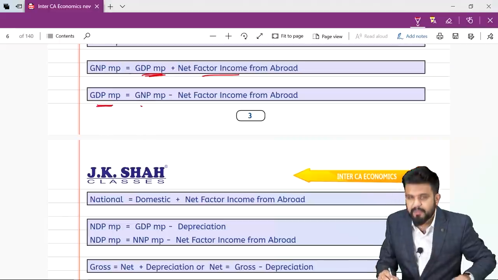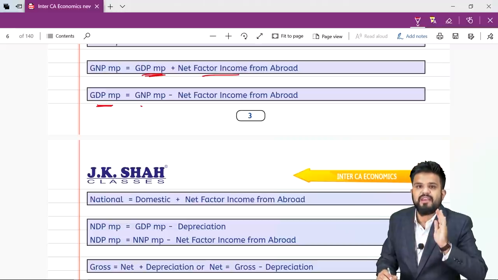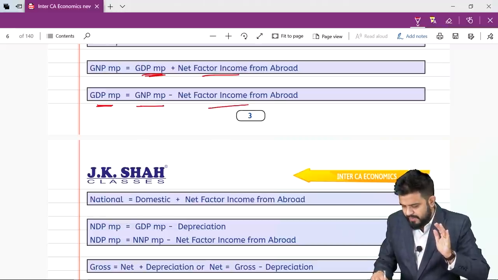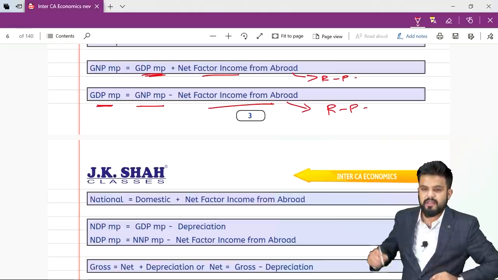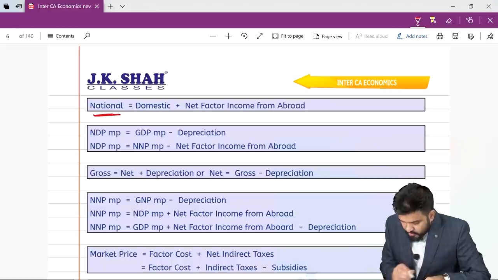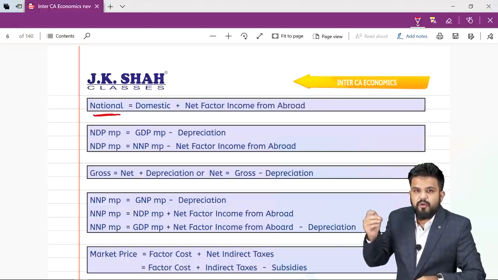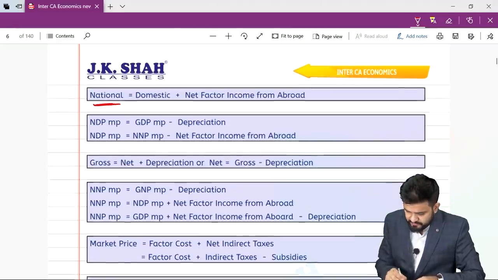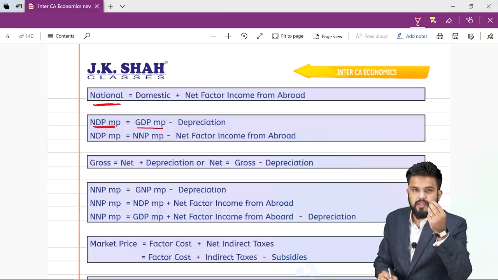Next is GDP MP. If you want GDP MP, from GNP MP you will remove NFIA. So GNP MP minus NFIA. Just to inform you again, NFIA is nothing but R minus P. It is nothing but R minus P. In order to calculate national, what you will do? Domestic plus net factor income from abroad. Domestic plus NFIA.